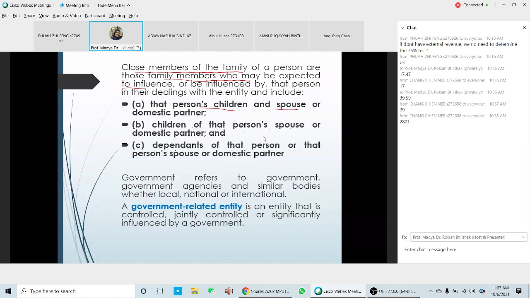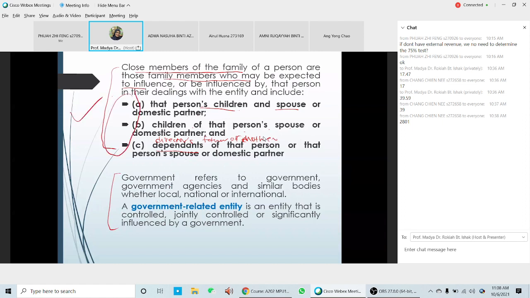Dependents here may be fathers or mothers. But those fathers or mothers should have an influence over the directors. Dependents of that person or that person's spouse or domestic partner. Government here refers to government agency and similar body, whether local, national or international. The government, this is the difference. This one is related with the close family member. Who are they? Make sure that you understand this one.